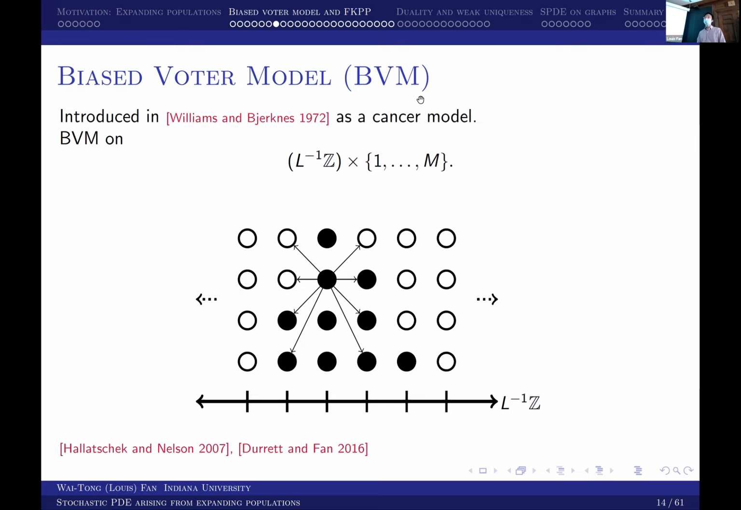Yes, I think this is related to maybe the infinite allele model. And when there are an infinite number of colors, we can probably look at the empirical distribution of the fraction of each type of color.